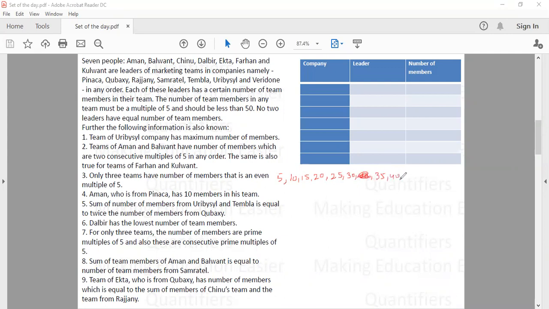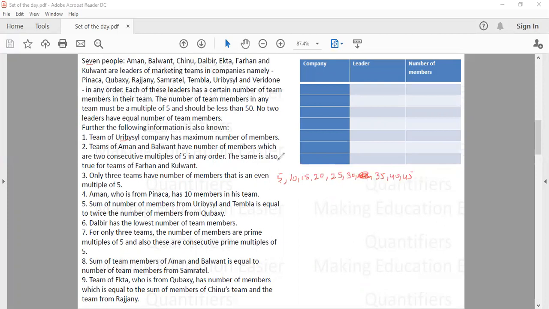35, 40, and 45. Now, the team of Urbisil has the maximum number of members. Now, it doesn't mean that the team of Urbisil has 45 members. The reason is we have 9 multiples of 5 here, right? And only 7 people are there. That means out of these 9 values, 2 values will be rejected, right?